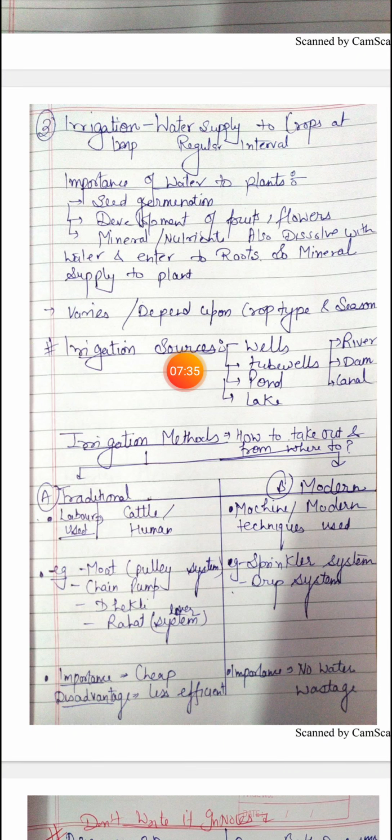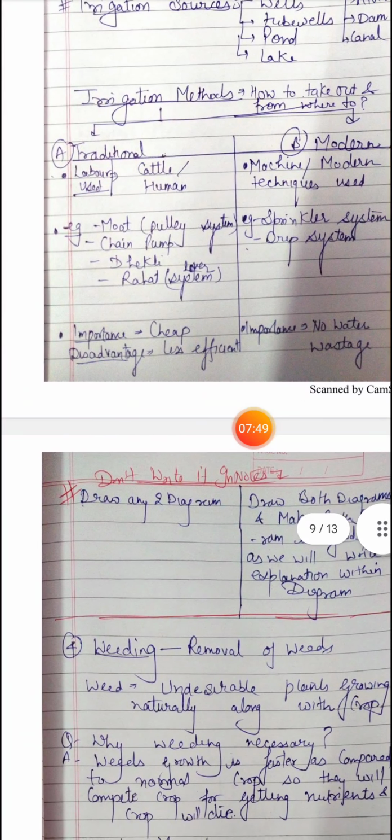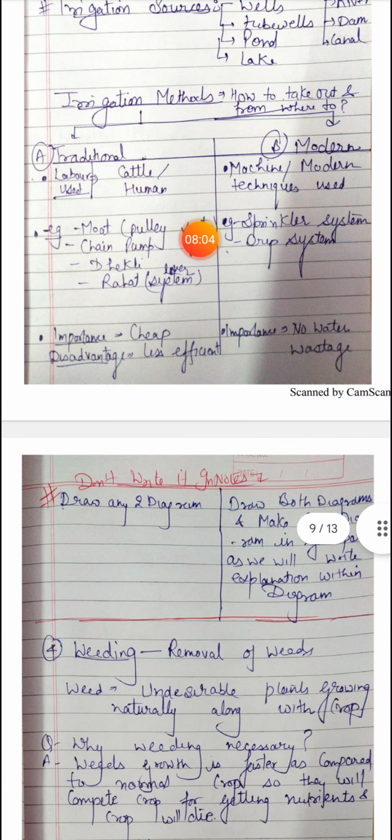Now how can we irrigate, how can we give the water? You can see there are wells, tube well, pond, lake, river. We can build a dam. In your book, two types of irrigation methods are given: traditional and modern. The traditional method uses cattle or human labor, where a human goes and gives the water. The modern method means we can use machines.